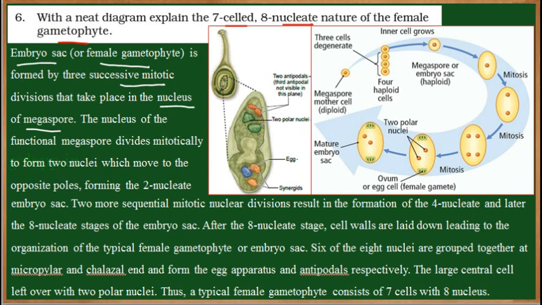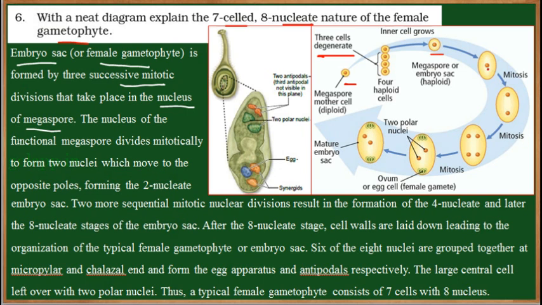Now this is the megaspore. So this is the megaspore mother cell. It undergoes division. 4 megaspores are formed. 3 will degenerate and 1 will survive, and this surviving megaspore develops into the embryo sac. Now this undergoes mitotic division. The nucleus of the functional megaspore divides mitotically to form 2 nuclei which move to the opposite poles.